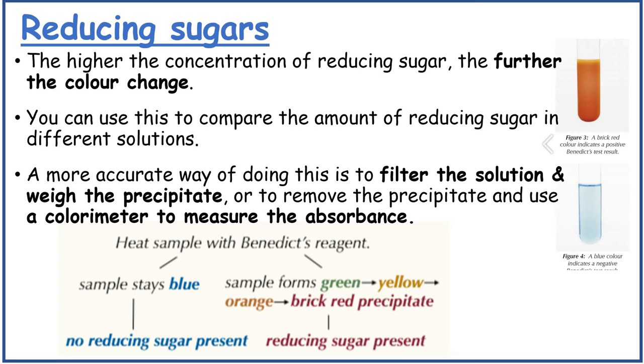So the higher the concentration of reducing sugar, the further the colour change. And you can use this to compare the amount of reducing sugar in different solutions. A more accurate way of doing this is to filter the solution and weigh the precipitate, or to remove the precipitate and use a colorimeter to measure the absorbance.